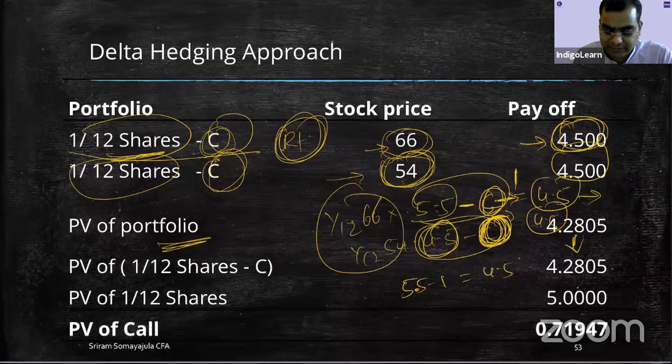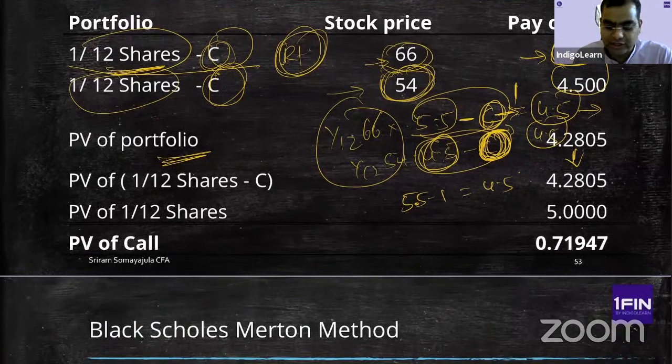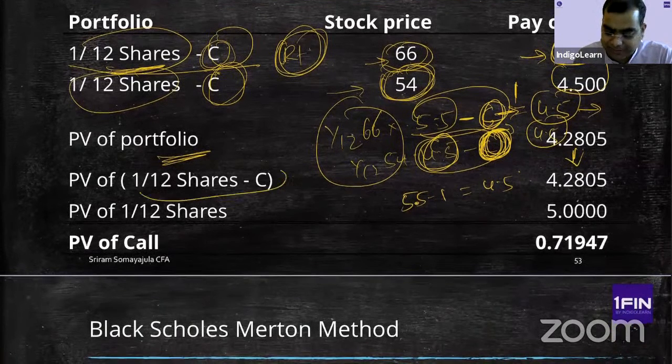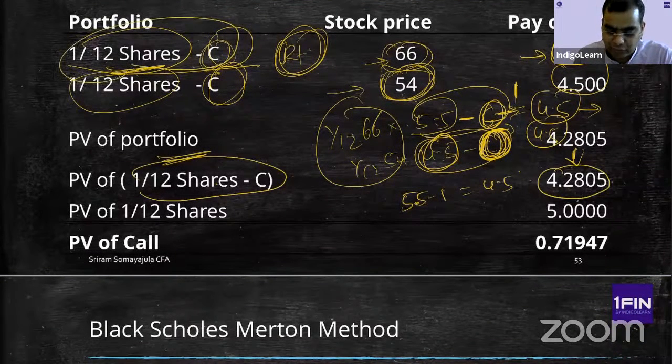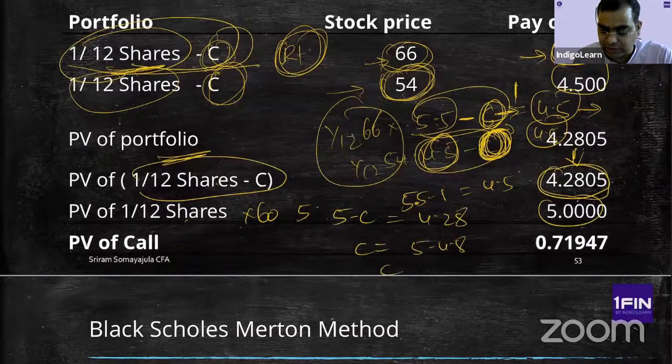So the present value of 1/12 shares minus C is equal to 4.28. So this particular portfolio's present value is 4.28. 1/12 of a share's value is 5, because the current price of a share is 60, so 1/12 into 60 is 5. So 5 minus C is equal to 4.28, or C is equal to 5 minus 4.28. C is equal to 0.72.